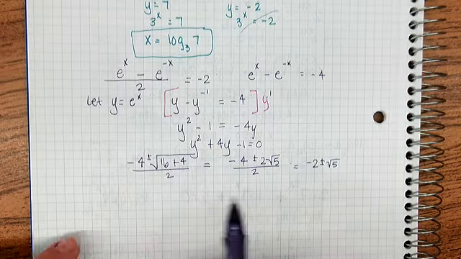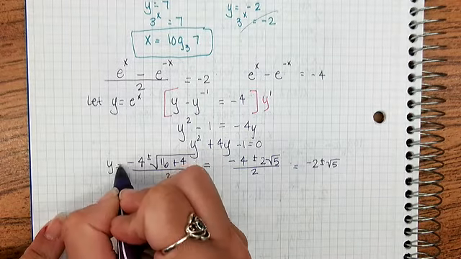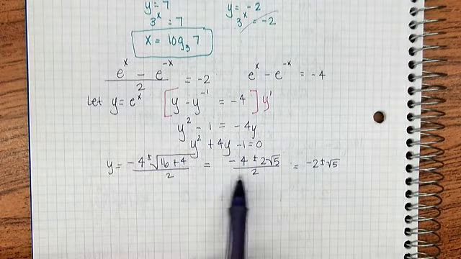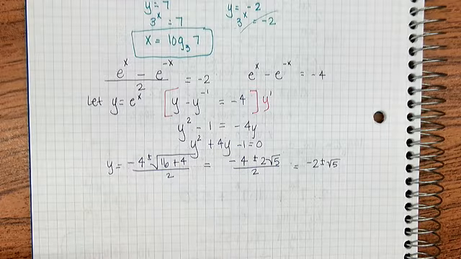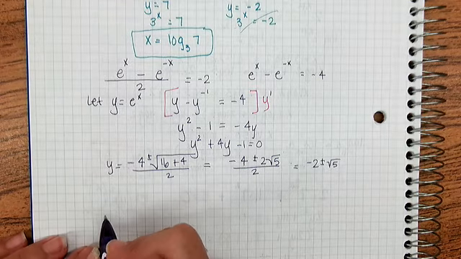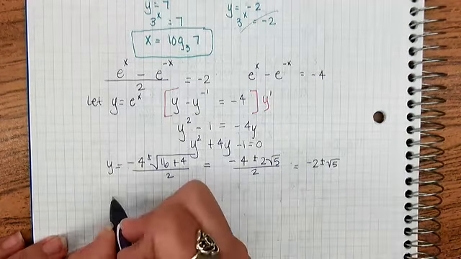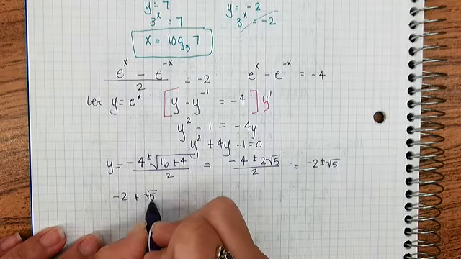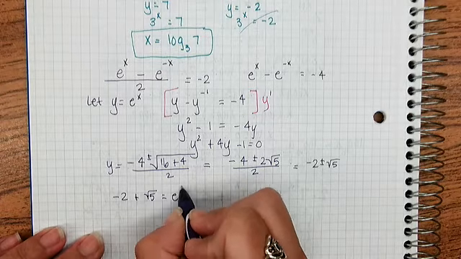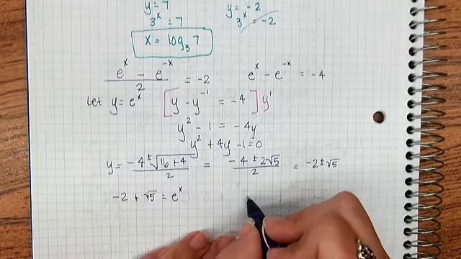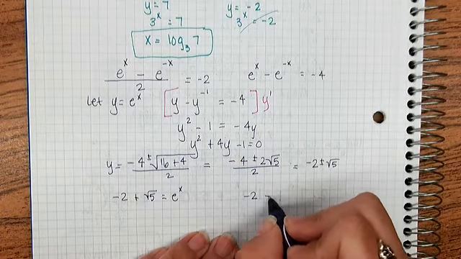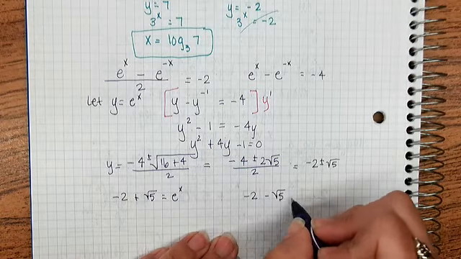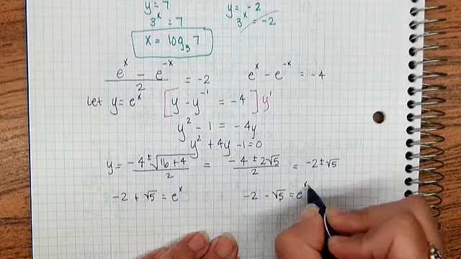Okay, so that's what y equals. You know, we don't normally write x equals, y equals, but that is what y equals. And y is e to the x. So negative 2 plus root 5 equals e to the x. Negative 2 minus root 5 equals e to the x.